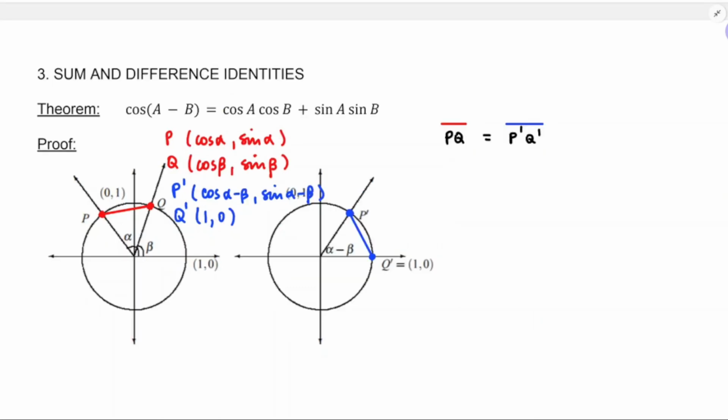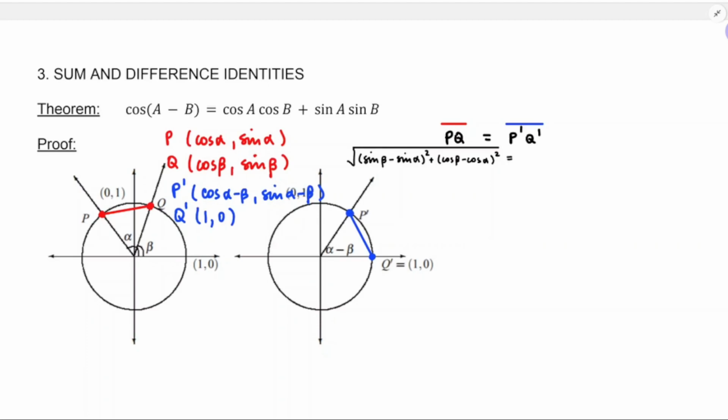So we're going to set those two distances equal to each other, and we're going to work on the distance formula. Remember, it's been a while since we've used the distance formula probably, but it's the difference in y's squared plus the difference in x's squared, square rooted. So the square root of y2 minus y1 squared, so I'm working on PQ right now, the distance in red. So sine beta minus sine alpha for the y's, and then cosine beta minus cosine alpha for the x's, square those, add them together, take the square root.